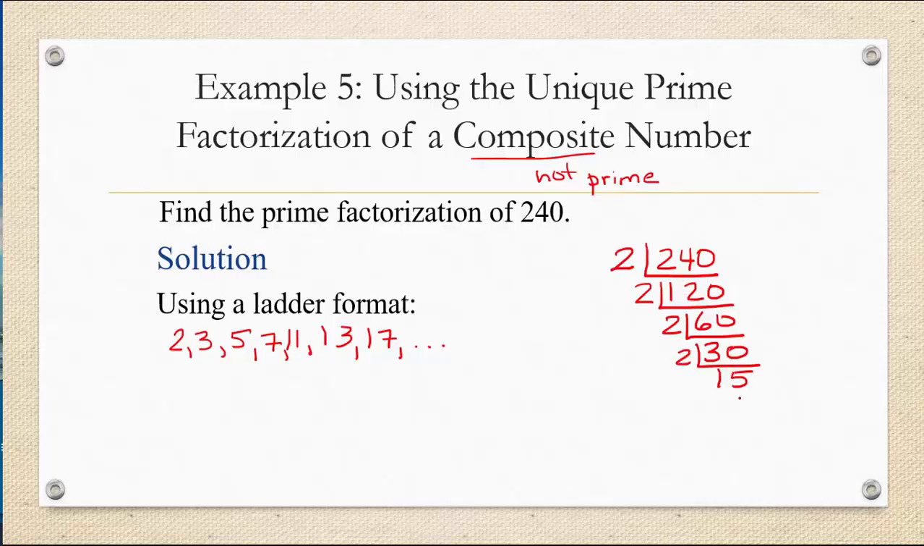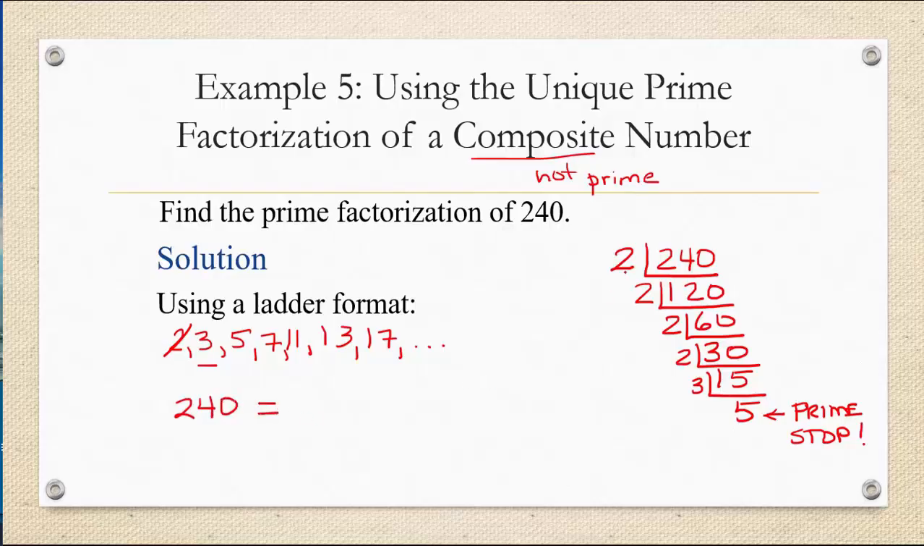Now 15 is not an even number. 2 will not go into 15. So we're going to move on to the next prime number, 3, and see if that goes into 15 evenly, which it does. So we divide 3 into 15, which gives us a 5. Now, notice that in this case, we got another prime off of our list, the number 5. When that happens, we're going to stop.